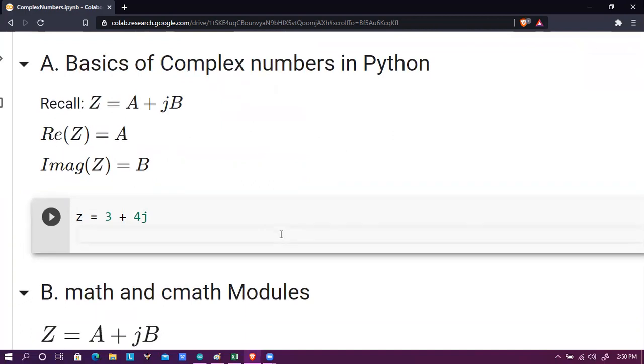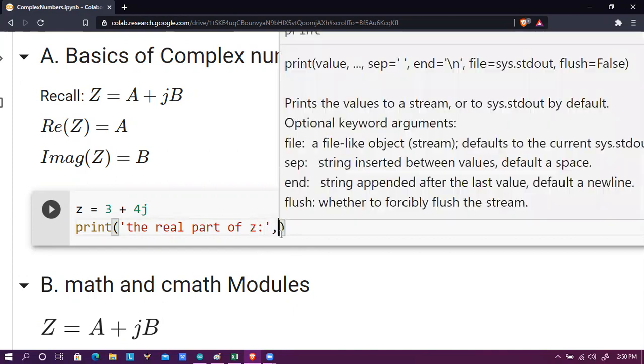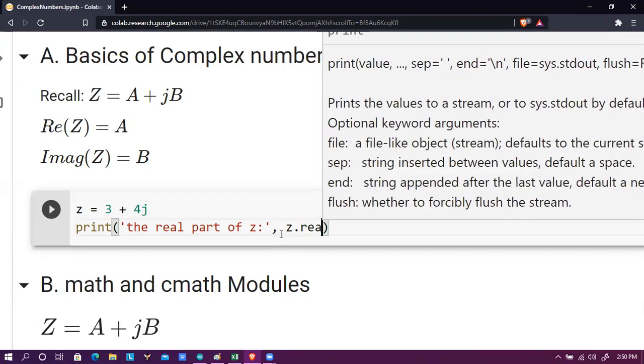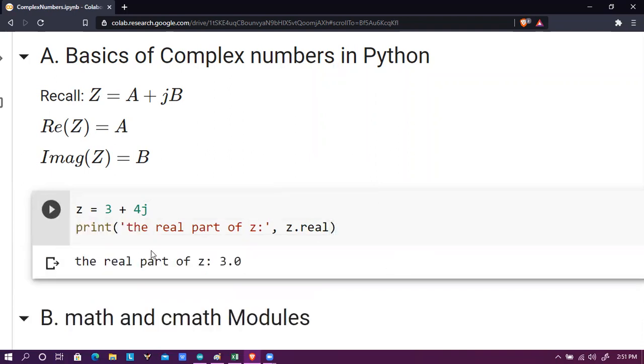Now, if I want to take the real part of z, let's print this one. The real part of z is just z.real. Take note, z here is the variable. If I use z.real, it will print the real part of your complex number z. Let's run this code. This is the real part, which is 3.0.